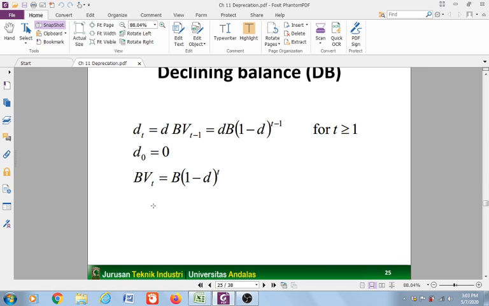The book value in a particular year, or in year T, is just equal to B, the basis, times (1 minus D) to the power of T. So this is the formula that we will use when we are applying the declining balance method.